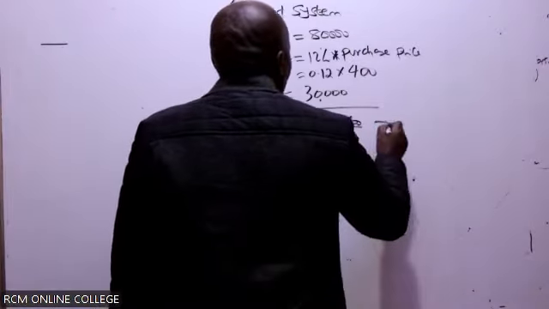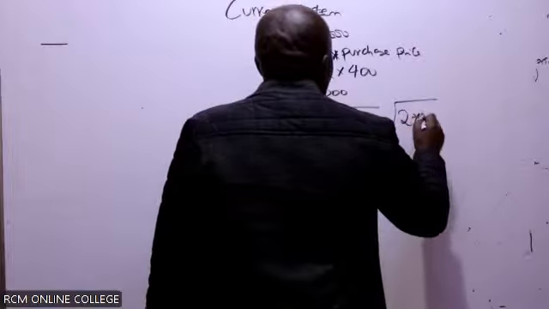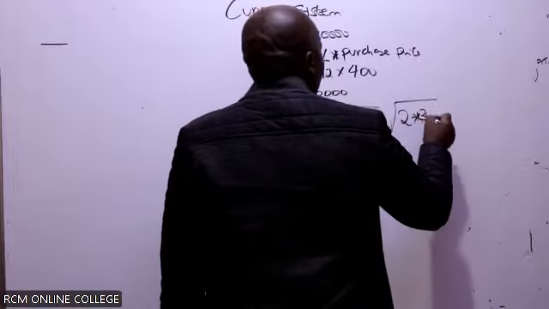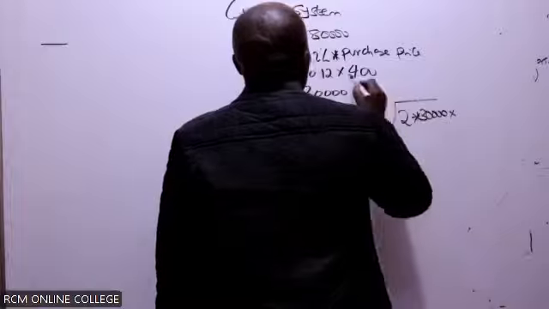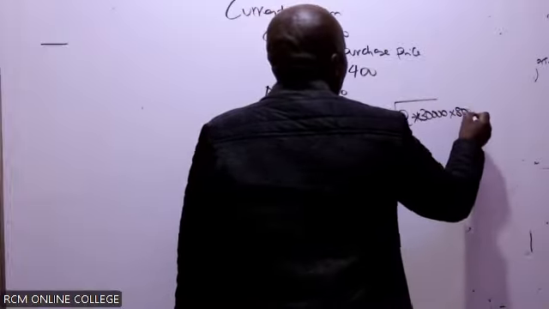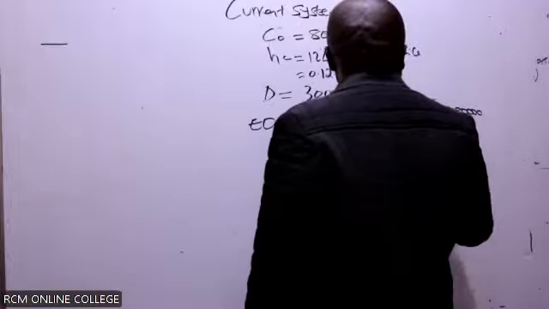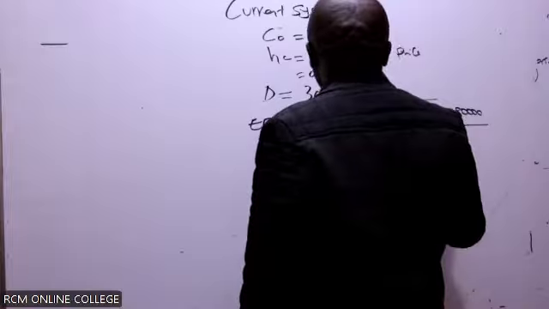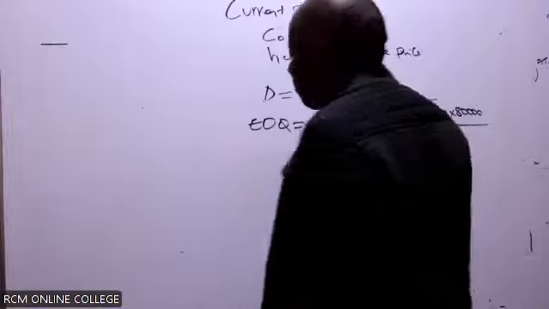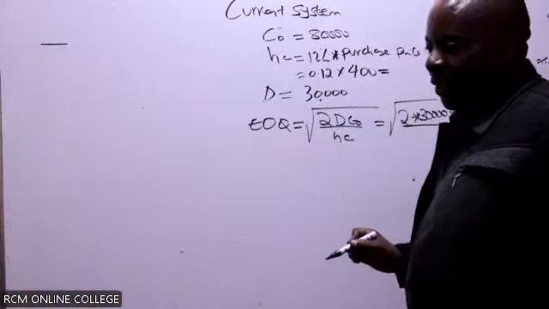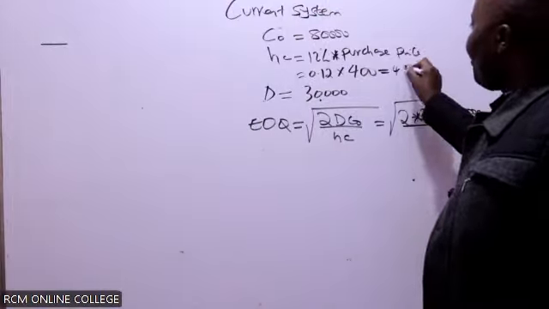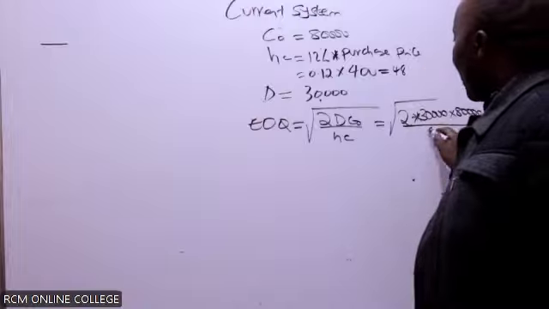Yeah, so it will be the square root of 2D, where D is 30,000, and the core is 80,000, divided by our holding cost. You guys never gave me this figure. What is the holding cost, my good students? 48. So divide this by 48.